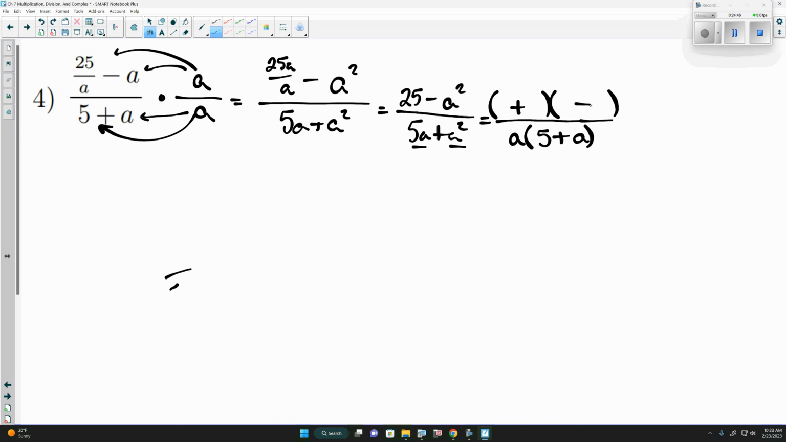5 times 5 gives us 25, yes? Will the 5 go first or second? 25 was first, so 5 goes first. So we have 5 and 5. A squared is A and A. And that's really it. Almost. 5 plus A will cancel, leaving us with 5 minus A over A.